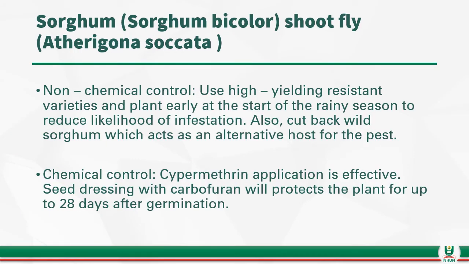So how do you control them? The best way to control them without using chemicals is to use high yield resistant varieties, and also to plant early. Plant your sorghum at the start of the rainy season to reduce the likelihood of this infestation. You also cut back the wild type, which serves as an alternative host for the pest. You do not plant the wild type. It's better for you to go for the high yielding resistant variety. And if you want to control it with chemicals, you use cypermethrin, 28 days after germination.